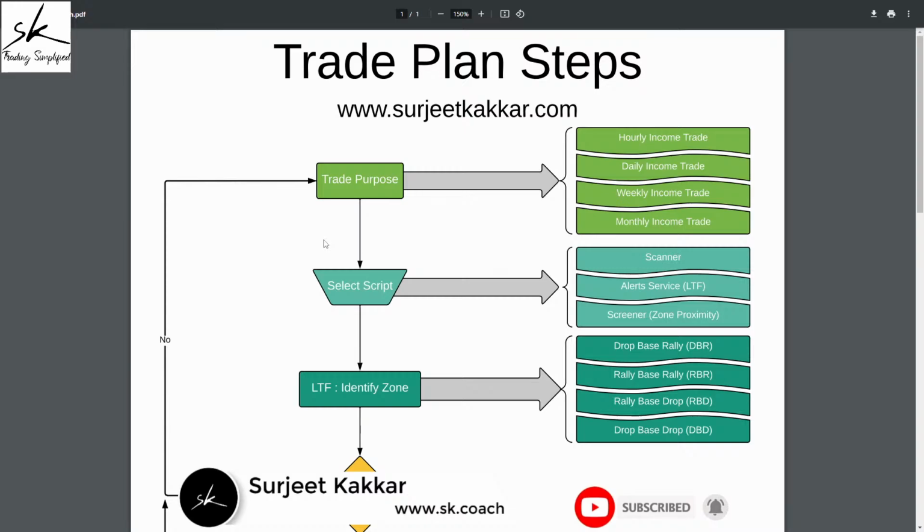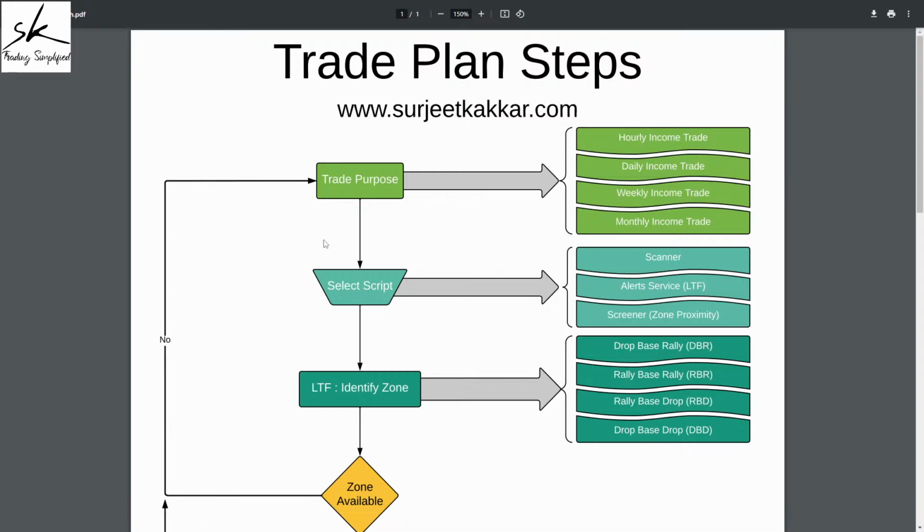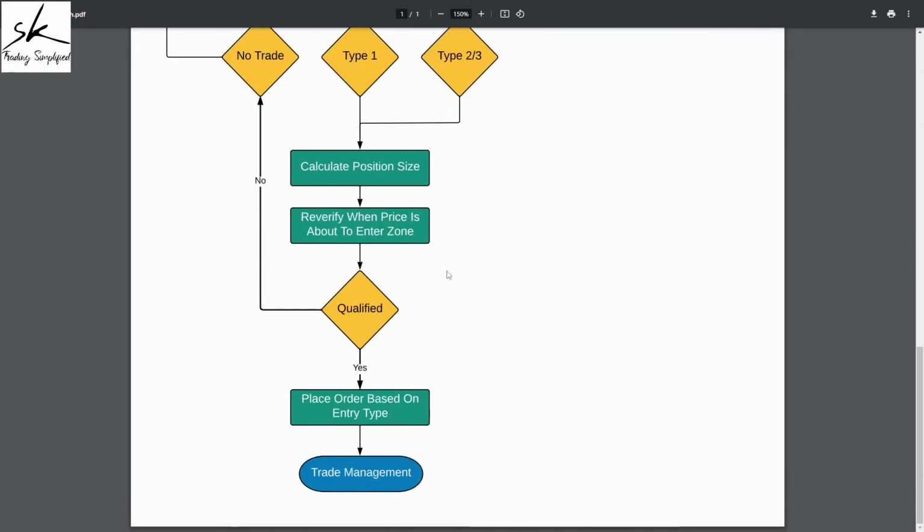So I have shared two documents. The first one is your trade plan steps, which is basically a flow chart. You can also call it the walkthrough. And this guides us on what we need to do as a demand and supply trader step by step.